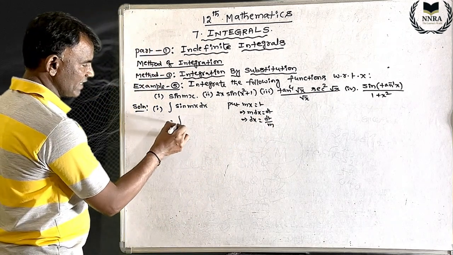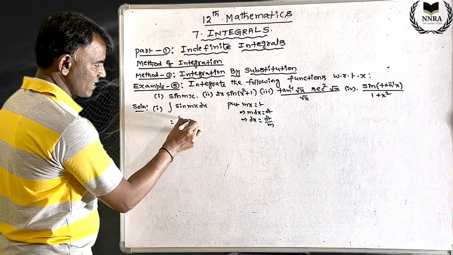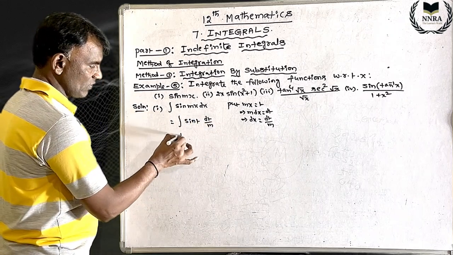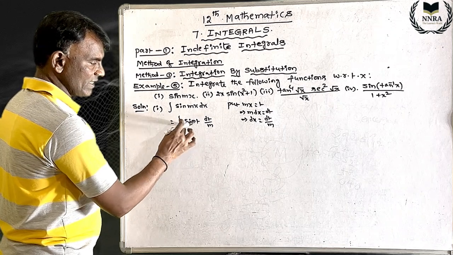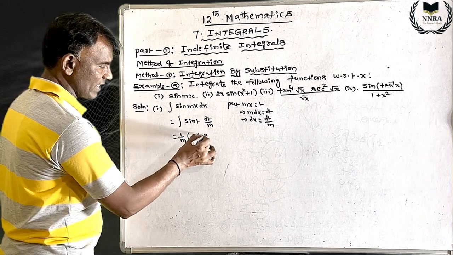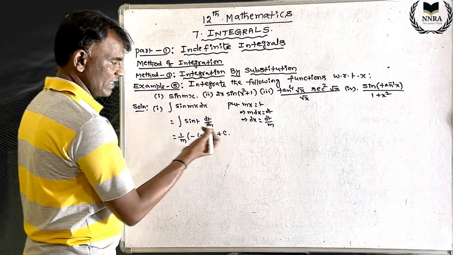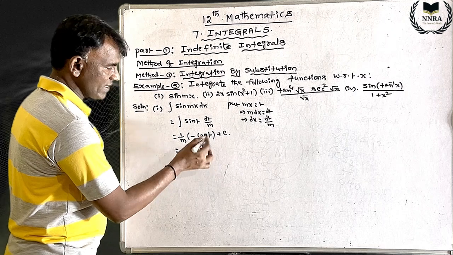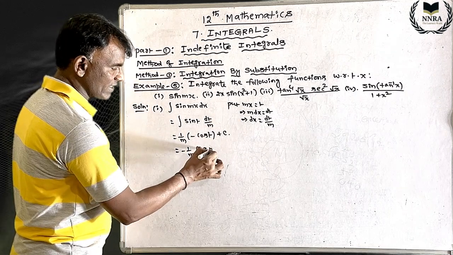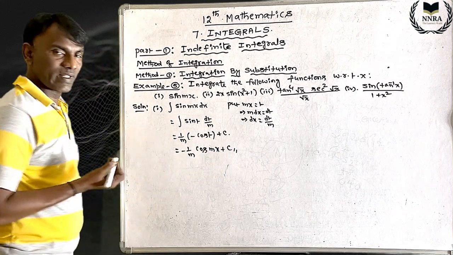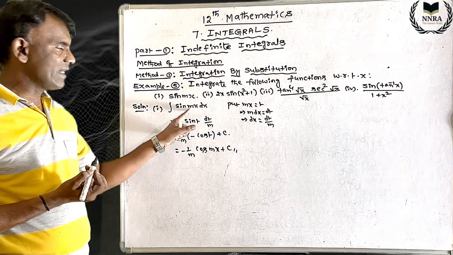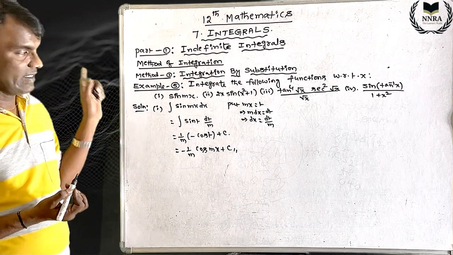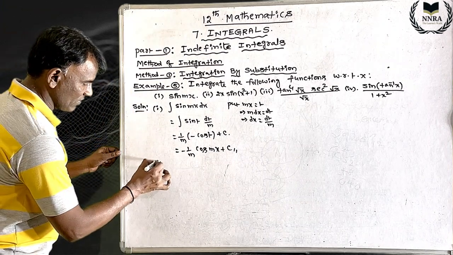So how to write this one? Integral sine mx means sine t. What is dx? dt divided by m. So 1 by m. Then what is integral sine t dt? That can be written as minus cos t. Then constant. So this can be written as minus 1 by m cos t, which is minus 1 by m cos mx plus constant c. Otherwise directly we write a equal to m, then minus 1 by a into cos ax plus constant.